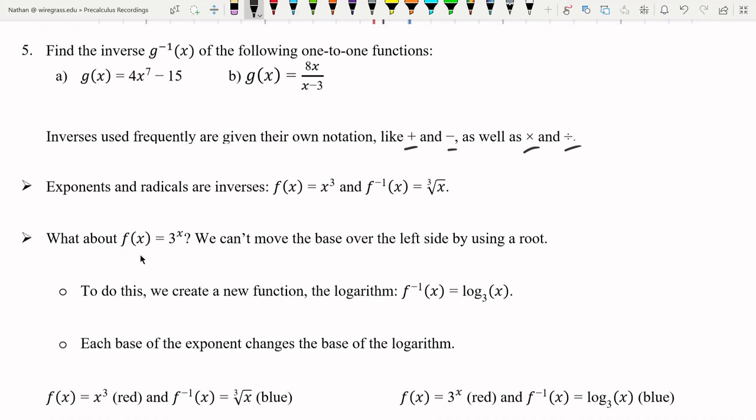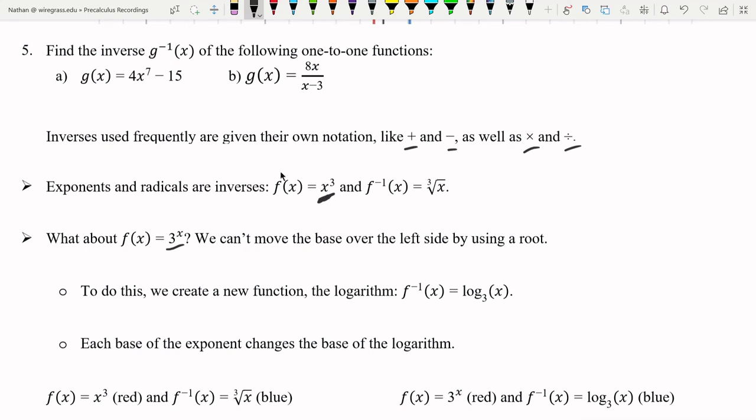Now, what about a function like this? 3 to the power of x. This is not the same thing as this one. This is a monomial polynomial function, right? x cubed. Here we have 3 to the power of x. Now, you cannot take the xth root of this. That doesn't make sense because that's a function itself.